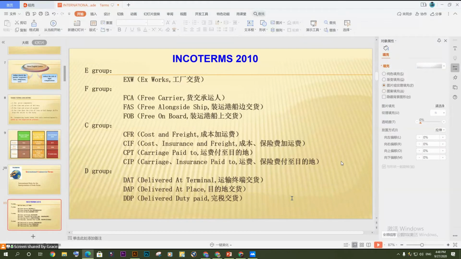So sometimes we call these trade terms price terms. We call them price terms, which means these terms are related to the price.